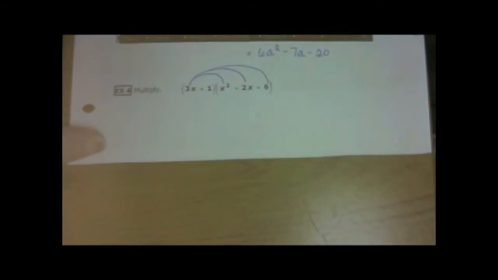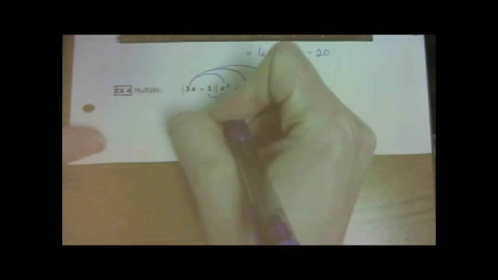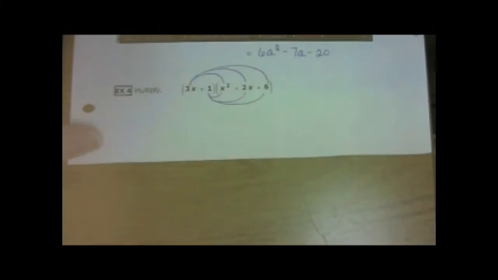So this is what we're going to do. We're going to take the 3x times x squared times 2x and times 6. Then we're going to take the 1 times the x squared times the 2x and times the 6.